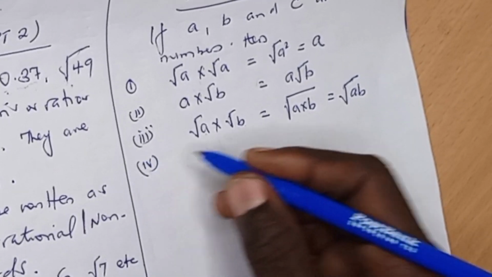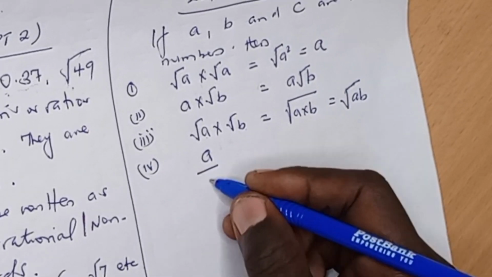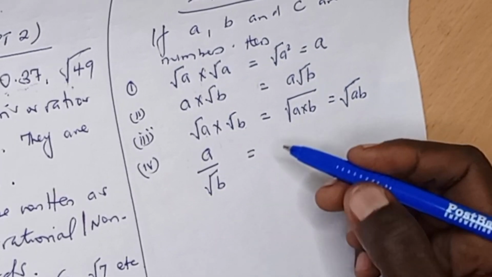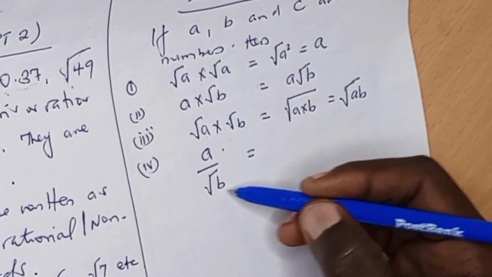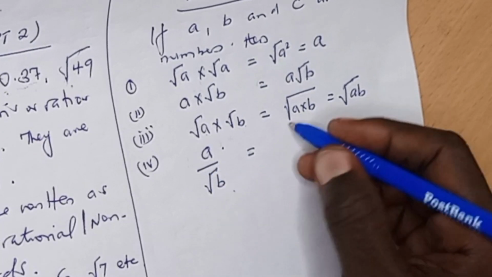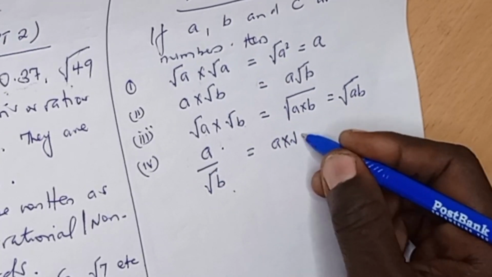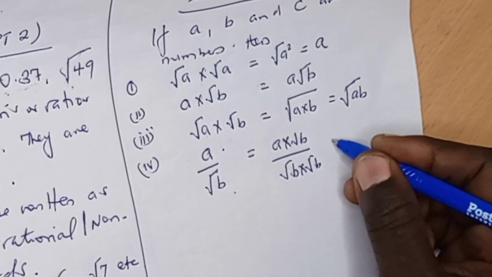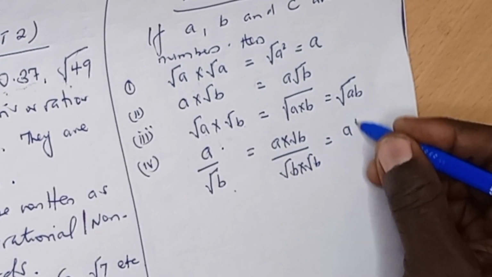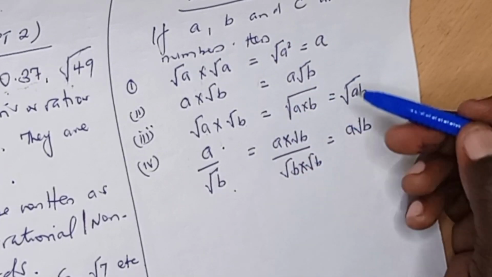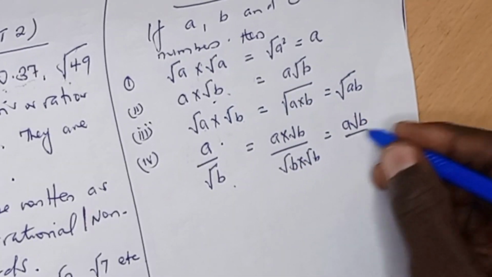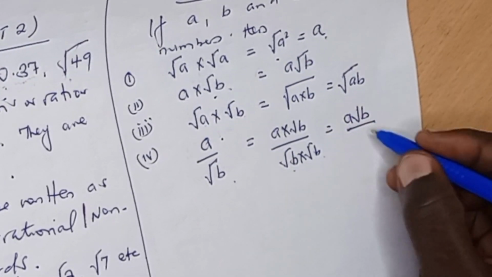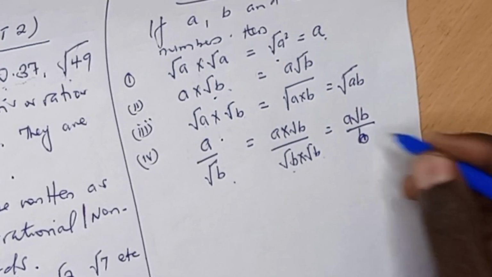The fourth one can be A over root of B. Now here, what do I do? I multiply both the numerator and the denominator by the denominator, which is root of B. So A times root of B over root of B times root of B, which is going to give us A root of B as per the second rule here, over root of B times root of B as per the first rule, which is giving us B. So it's over B.